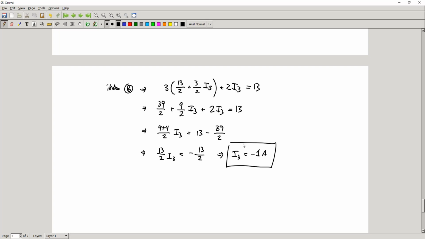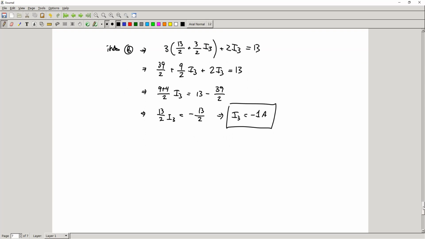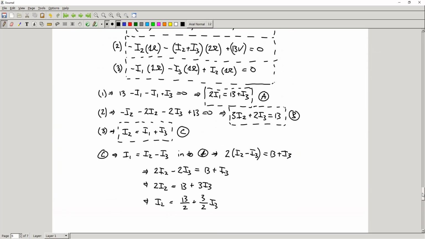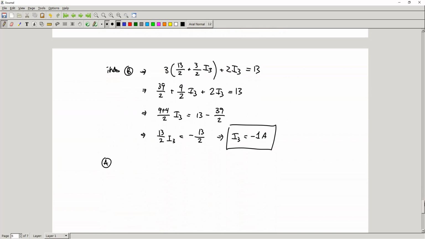So that's great. We now have one of these. Can we go back and solve for the other ones? Well, yeah, for sure we can, right? That's the whole goal here. We take a look at equation A. Equation A, 2I1 equals 13 plus I3, so we can solve for that. So 2I1 equals 13 plus minus 1, and so this is going to end up giving us an I1 equal to 6 amps. Okay, so that is our I1.